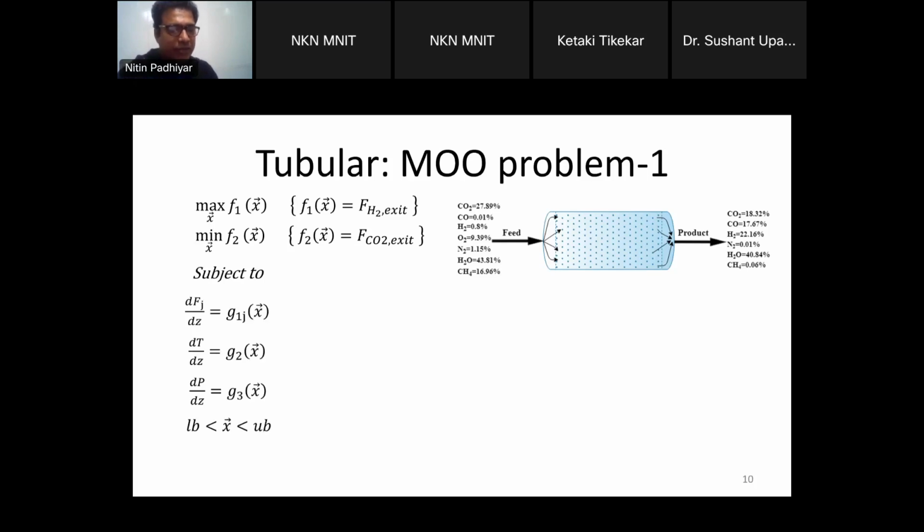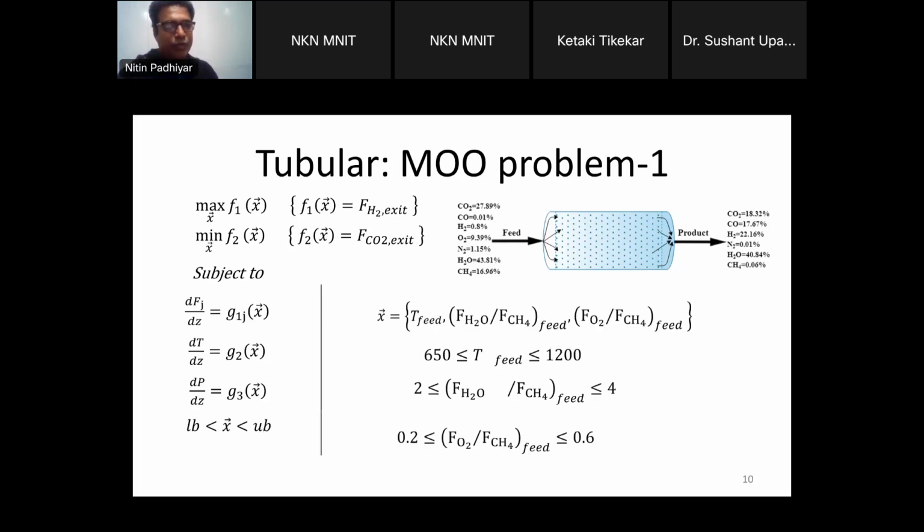First of all, these are the two objectives. The variables are X, and I'll tell you what those X are. The constraints are the material balance, energy balance, and momentum balance equations. And the variables are steam to methane ratio, oxygen to methane ratio, and feed temperature. The bound constraints are there on temperature, steam feed, and oxygen feed.